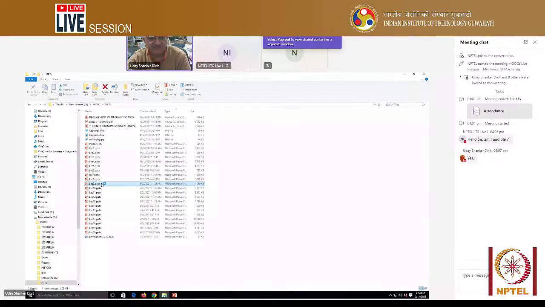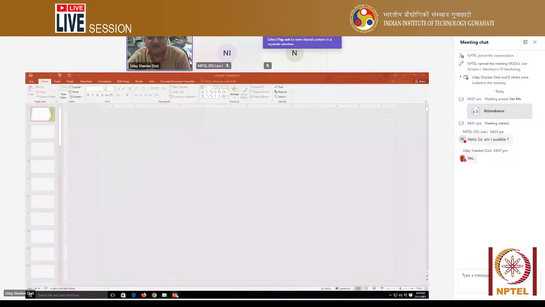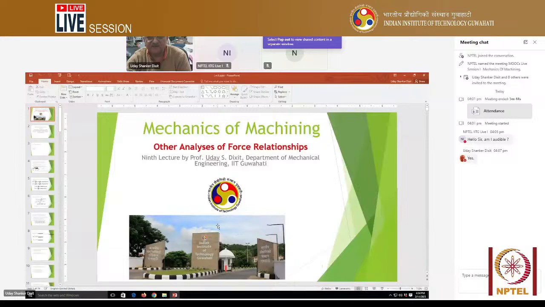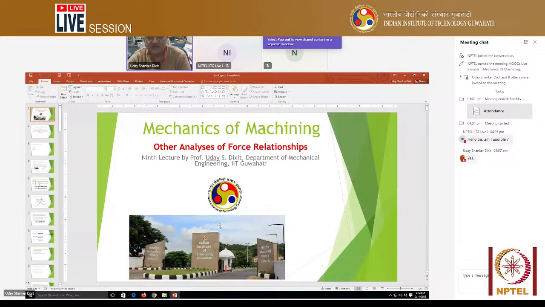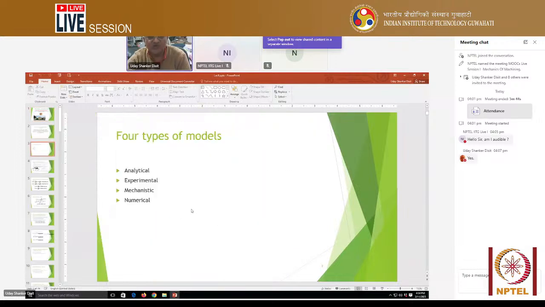And then we discussed lecture 9. In the ninth lecture we talked about force relationships. What are the different ways to calculate the force?